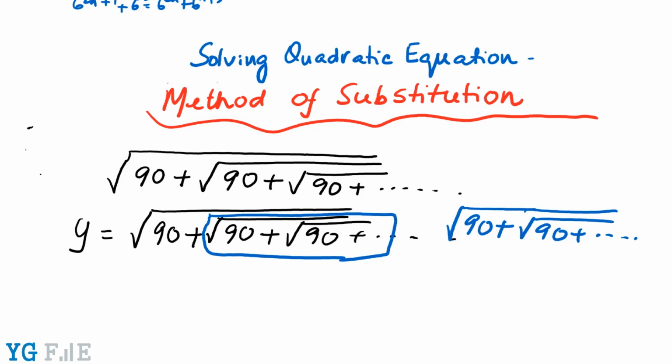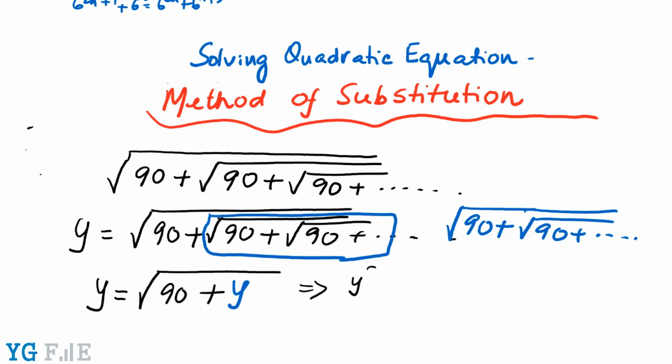So I could have written this by using our method of substitution. We would write this as y equal to square root of 90 plus y, because the blue box is still y, because we just showed that when we bring this blue box out, it still appears like a y. So let me write with blue so that you will be able to understand that the blue box has been substituted for y again. So this is another way of using the method of substitution. So how do we solve this equation? We square both sides. When we square both sides, we get y square equal to 90 plus y.